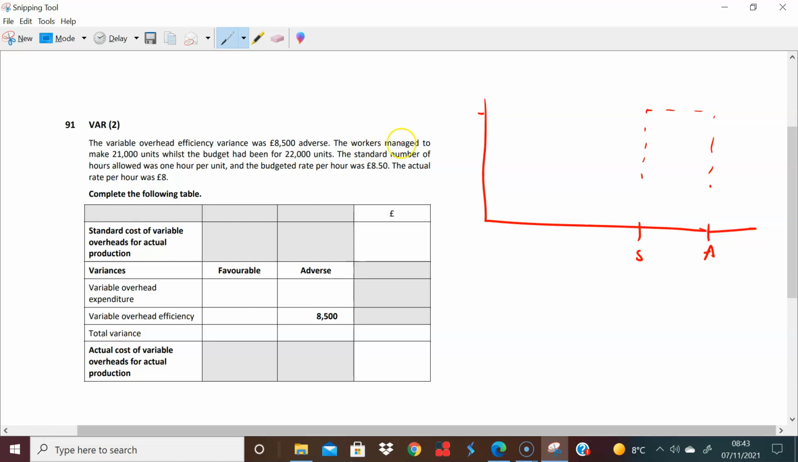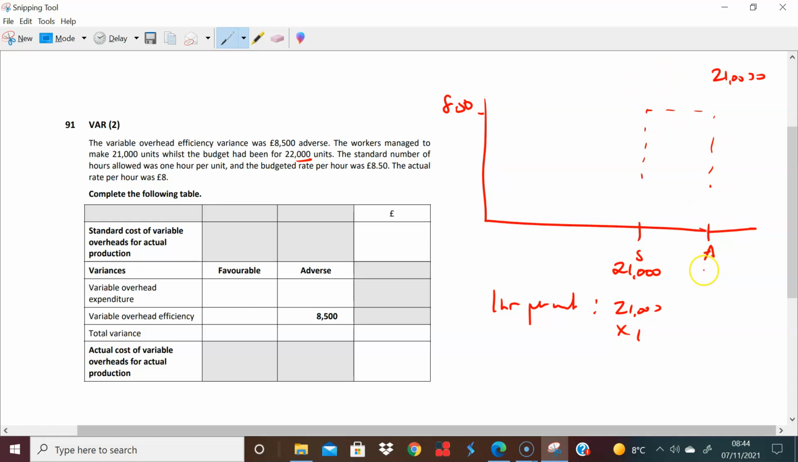It says that the workers managed to make 21,000 units when the budget had been for 22,000 units. I'm interested in the 21,000 units, so I'll put the 21,000 units here. The standard number of hours allowed was 1 hour per unit, so for 21,000 units you should be using 21,000 hours. I have that bit of information first. And the budgeted rate was £8.50 per hour.